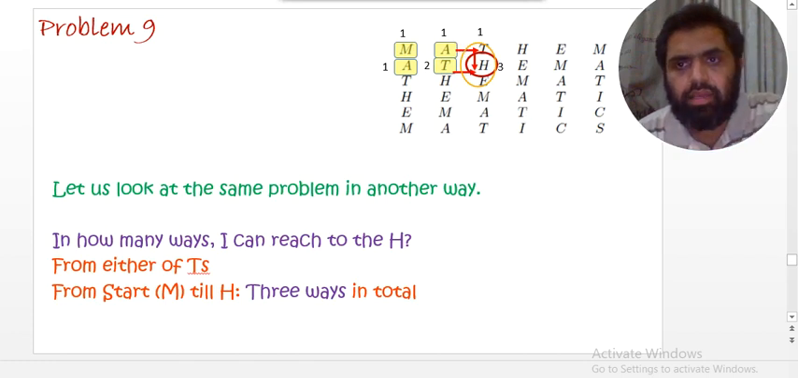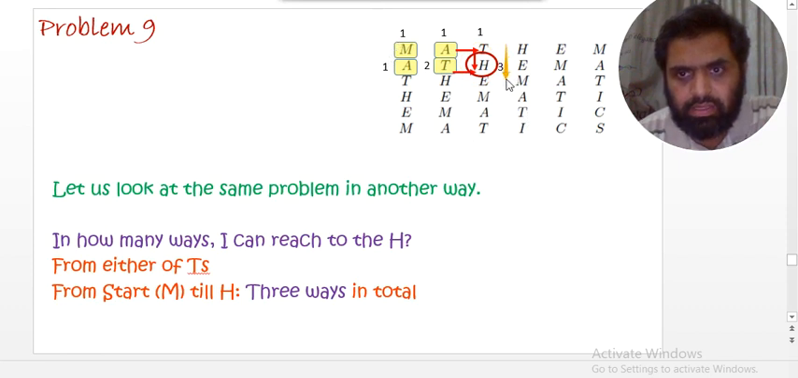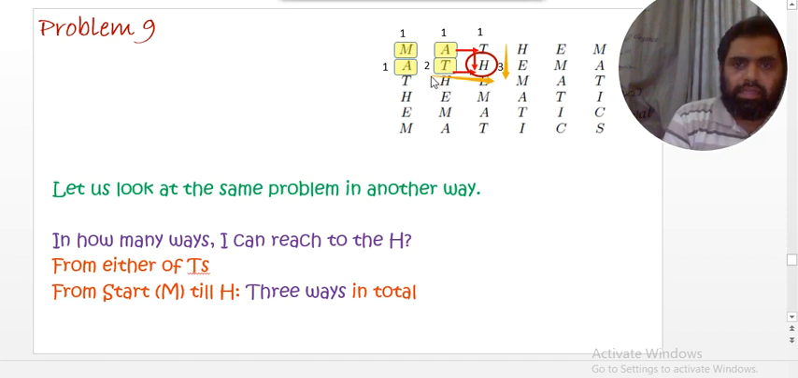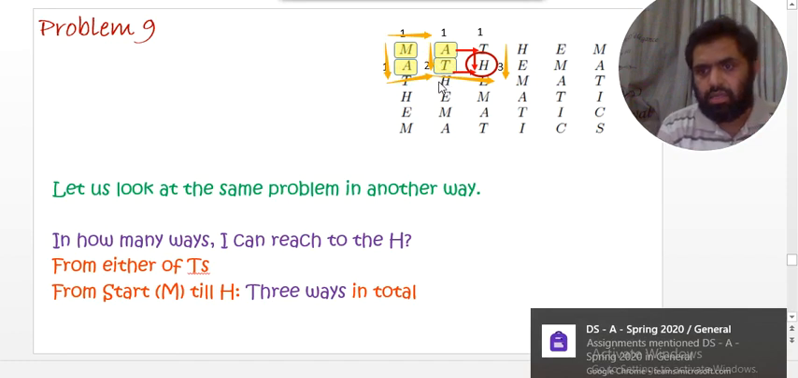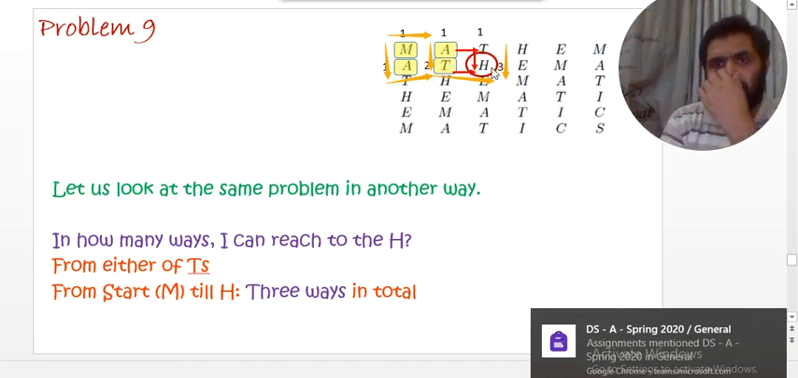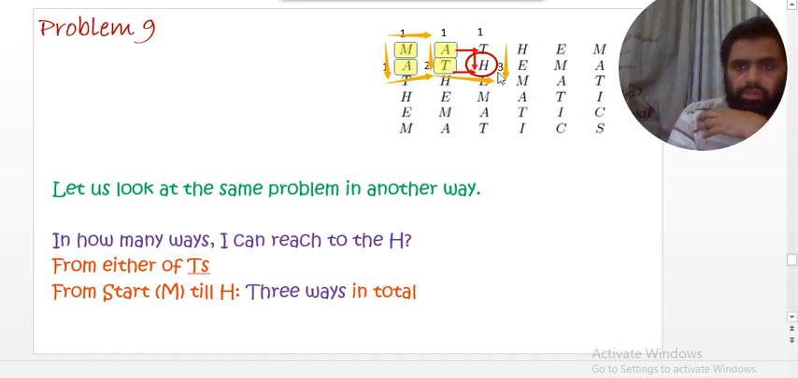So in how many ways can I come to H? One way is from T, I can go to H. This is one way. The other way is from this T, I can come to H. This is another way. But till T, in how many ways can I reach? There are two ways, M to A to T, or M to this A and A to T. Two ways to reach T, and then from T to H there is one way. So in total, to reach H there are three ways.